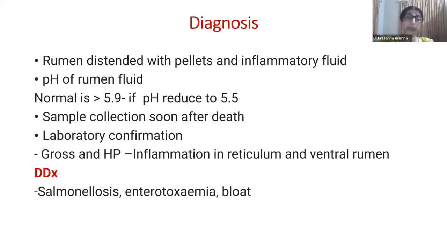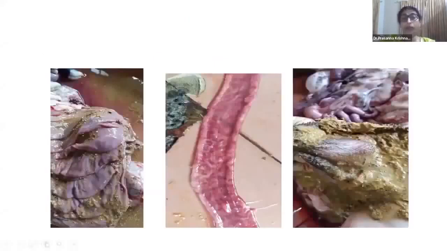But it is easy to identify. If it is salmonellosis, you can find out by cultural identification of the organism and confirm it as salmonellosis. Enterotoxemia is a clostridial infection, and bloat also you can very well identify from the lesions in the body of the animals. Acidosis is something that we very commonly come across in the field, and it is very easy to identify from our experience also. So this is one case that we recently did a postmortem examination on.